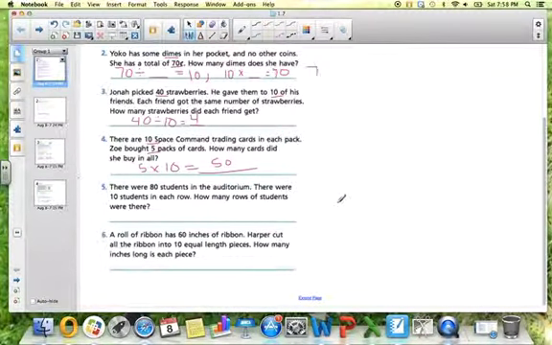Number 5. There were 80 students in the auditorium. There were 10 students in each row. How many rows of students were there? So we have 80 students and 10 students in each row. Okay. So 80 students divided by 10 in each row. So how many rows were there? Or you can write it as what times 10 equals 80. Use your tens count bys and you will find that the answer is 8 rows.